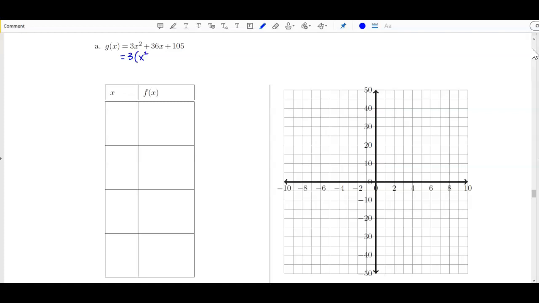What's 36x divided by 3? Well, that will give us the 12x. All right, and then what's 105 divided by 3? I think it's 35. Okay, and then we need to factor it still further, right? All we did so far was take out the GCF. But now we need to look at this trinomial and factor that further, right?